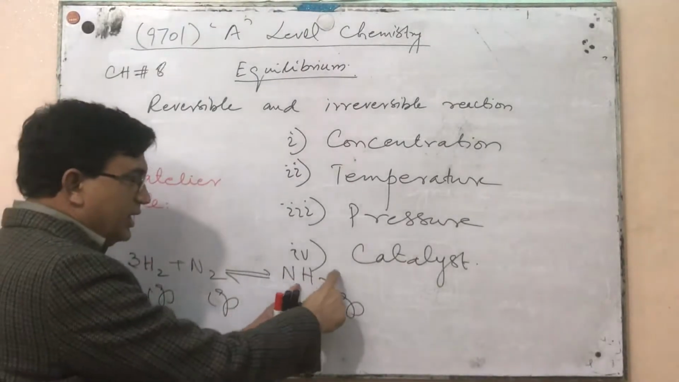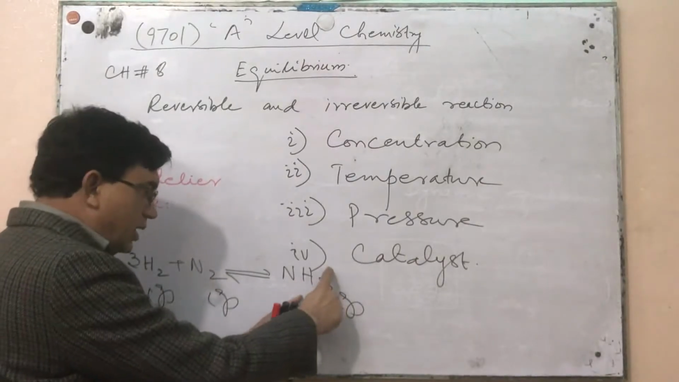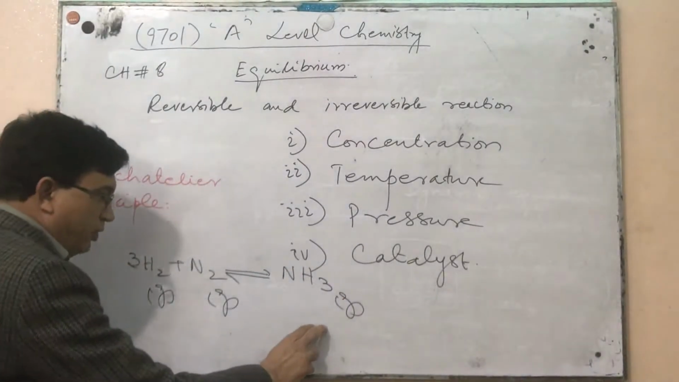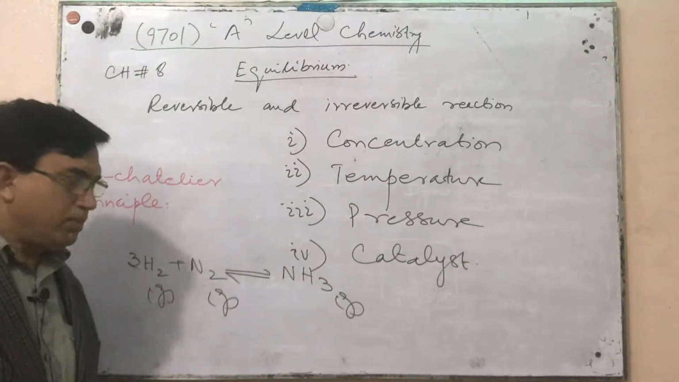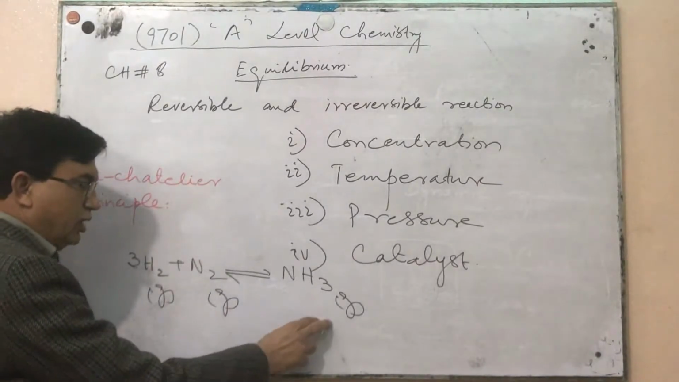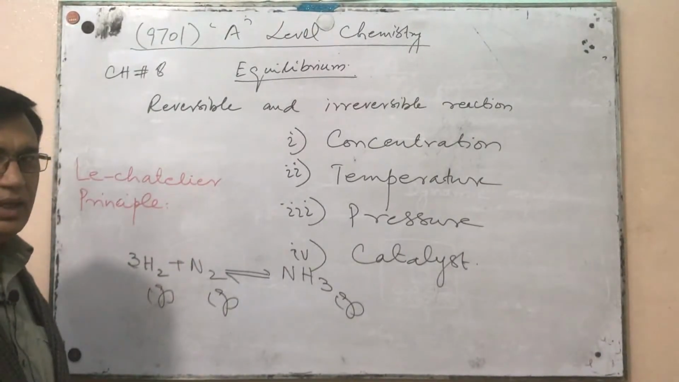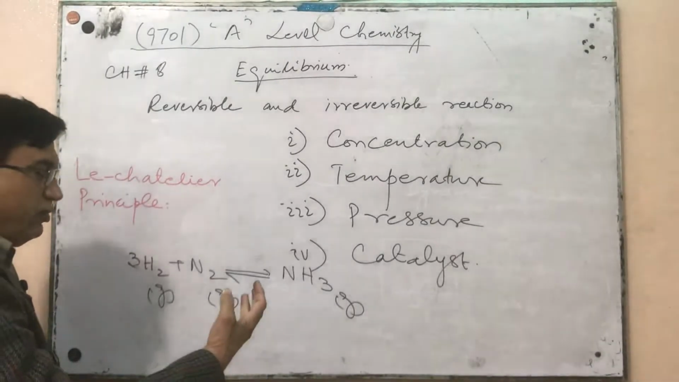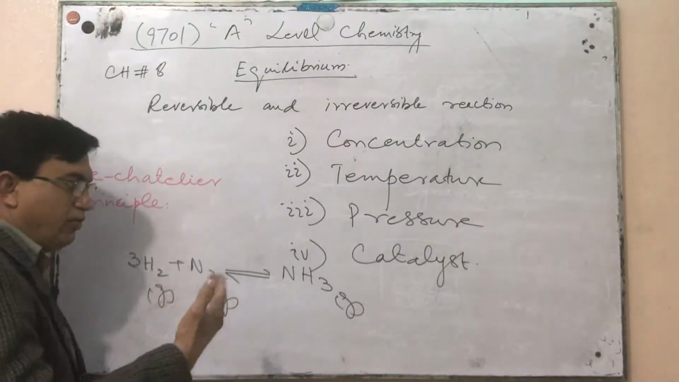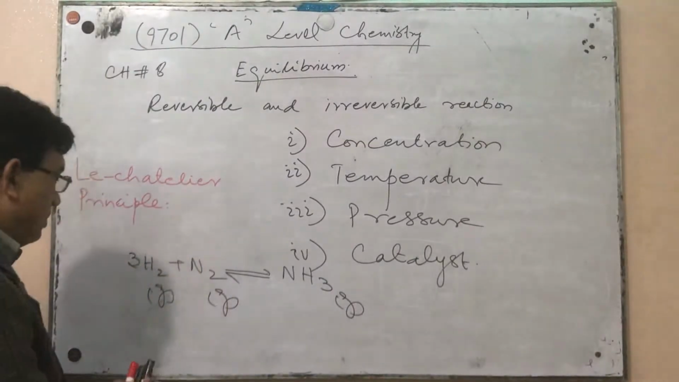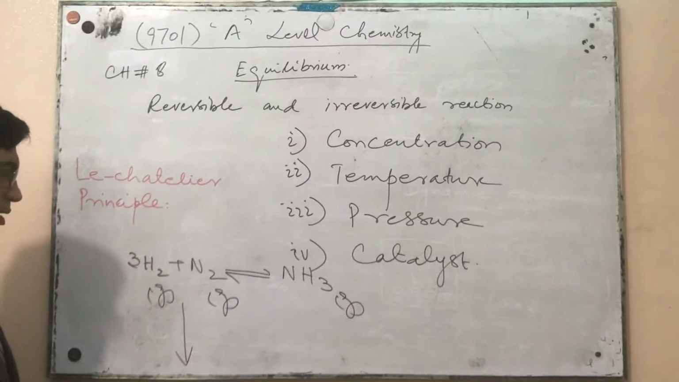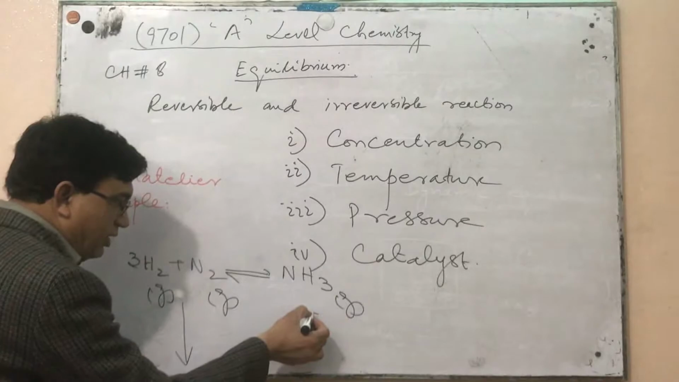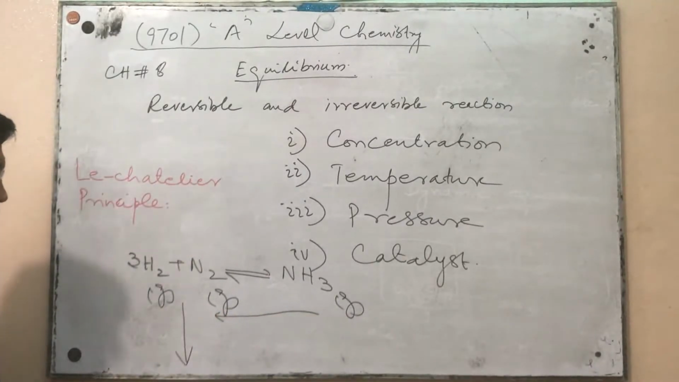Inversely, if we increase the concentration of ammonia, then the reaction will move in the backward direction to attain the same equilibrium position. That's why the position of equilibrium will shift towards the left side. And similarly, we can also judge the effect of decrease in concentration. For example, if we decrease the concentration of reactants, then automatically the reaction will move backward to attain the equilibrium position.